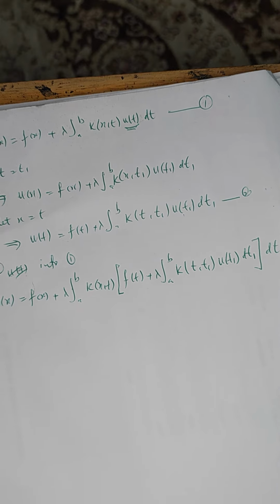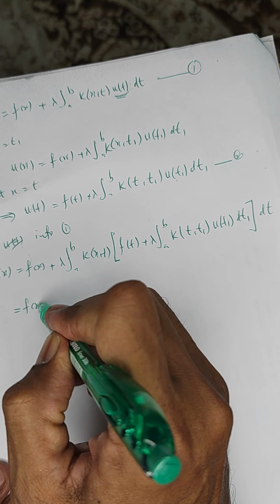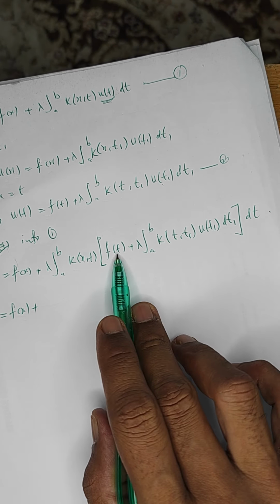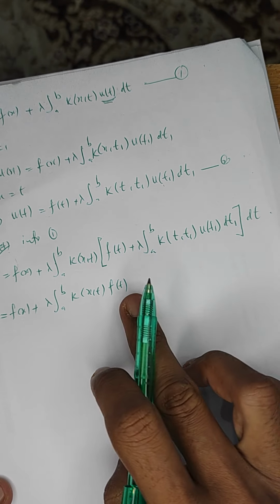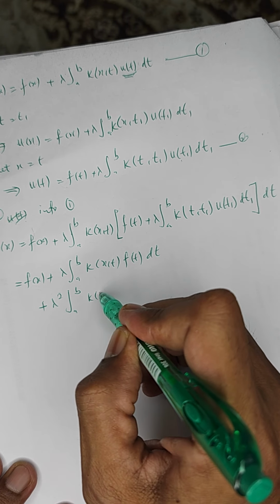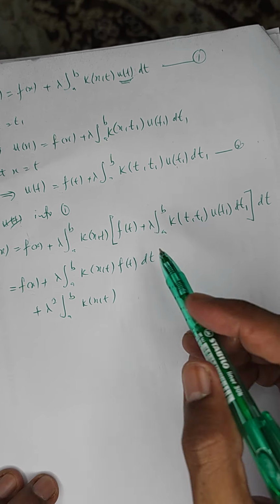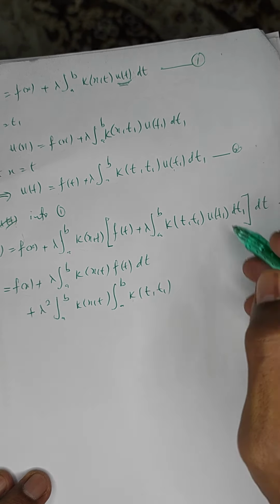Then rearrange that. This is equal to f(x) plus lambda integrate a to b k(x,t) f(t) dt plus, we have here lambda squared, then integrate a to b k(x,t), then we integrate a to b k(t,t1) u(t1) dt1 dt.